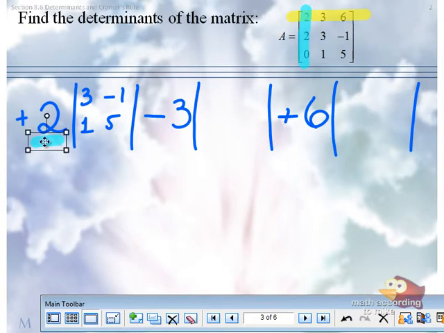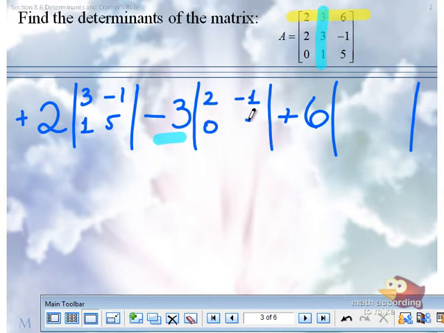And now this negative 3 corresponds to this 3, which is the 1, 2 entry, first row, second column. If we took out the first row, second column, what 2 by 2 are we left with? Good. So this 6 corresponds to the 6, that's the first row, third column. If we took out the first row, third column, what would we be left with? Good.